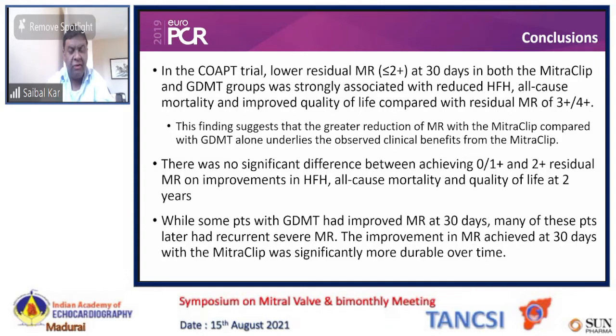There were no significant differences between achieving 1 plus or 2 plus residual MR on the improvements of heart failure. And finally, while some patients with GDMT have improved their MR at 30 days, many of these patients later had recurrent severe MR. The improvement in MR achieved by the MitraClip was significantly more durable over time.